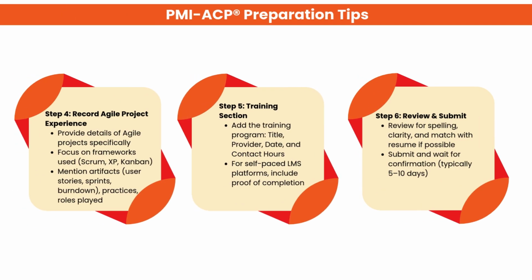This slide covers the final steps of the PMIACP application. First, add your Agile project experience with tools and frameworks like Scrum, XP, or Kanban. Then fill in your training details such as course title, provider, date, and contact hours. Finally, review everything carefully for errors and submit the application. PMI usually confirms within 5 to 10 days.